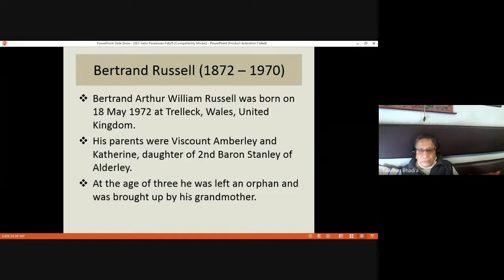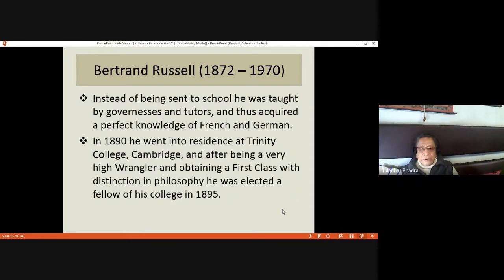At the age of 3, he was left an orphan and was brought up by his grandmother. Both his parents had expired, and at the age of 3 he was an orphan, brought up by his grandmother. Instead of being sent to school, he was taught by governesses and tutors, and thus acquired a perfect knowledge of French and German. In 1890, he went into residence at Trinity College, Cambridge.